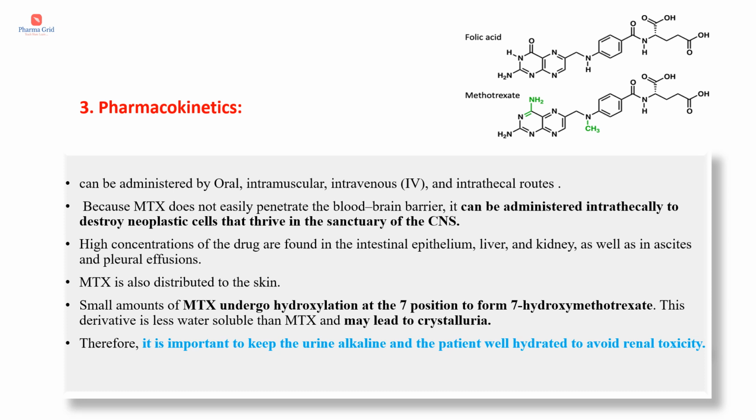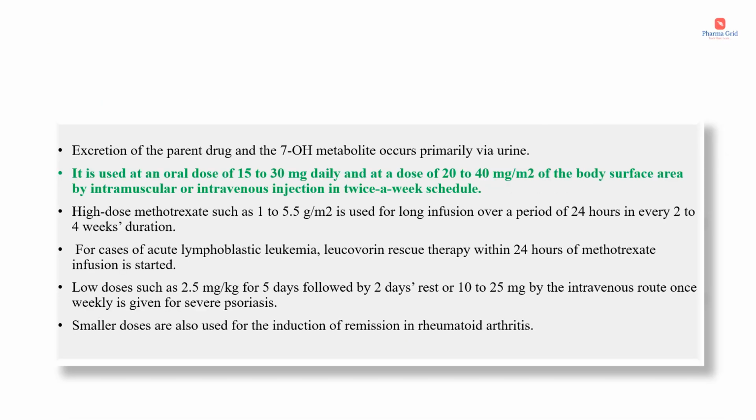Small amounts of methotrexate undergo hydroxylation at the 7th position to form 7-hydroxymethotrexate. This derivative is less water soluble than methotrexate and may lead to crystalluria. So the 7-hydroxymethotrexate is responsible for causing crystalluria. Therefore, it is important to keep the urine alkaline and the patient well hydrated to avoid renal toxicity. Excretion of the parent drug and the 7-hydroxymetabolite occurs primarily via the urine.